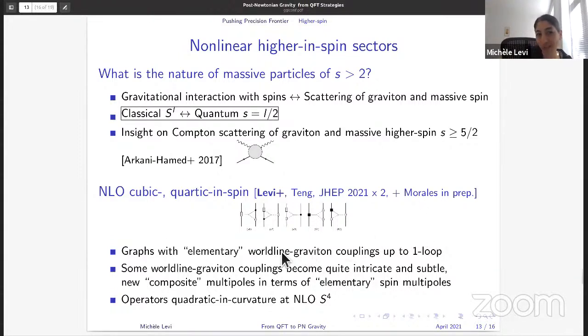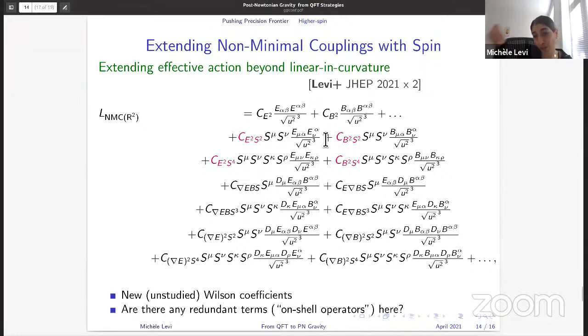So there is the simple part, which is graphs with elementary worldline graviton coupling. That's the very easy part. But then we have some worldline graviton couplings which are quite intricate and subtle, introducing some mixing of original multipole couplings. On top of that, we'll have contributions which are quadratic in the curvature, as I already alluded to in the quadratic in spin. So if we continue our extension of the minimal coupling, of the non-linear coupling part of the action, beyond 5pn, because that's the point where it actually starts to become relevant, we would see that the even in spin sectors actually enter at 5pn. We would have contributions at quadratic in spin and at quartic in spin that enter in the relevant sectors that I'm interested in.